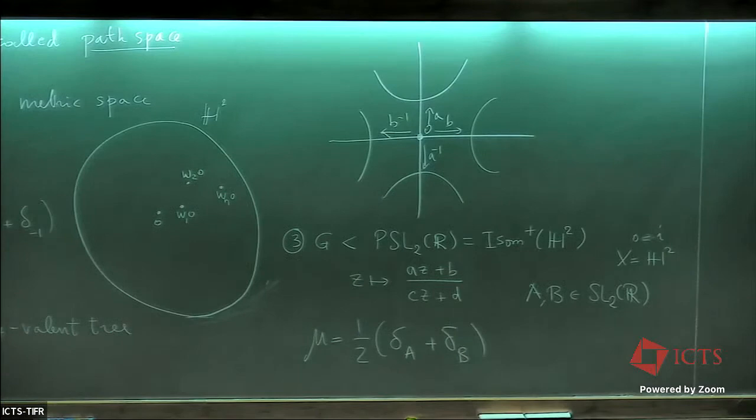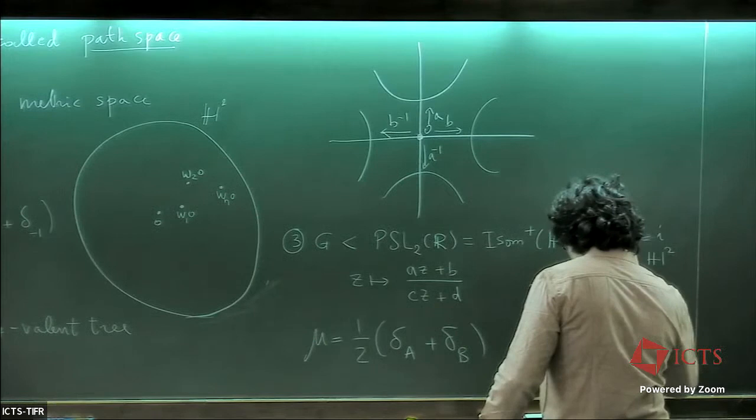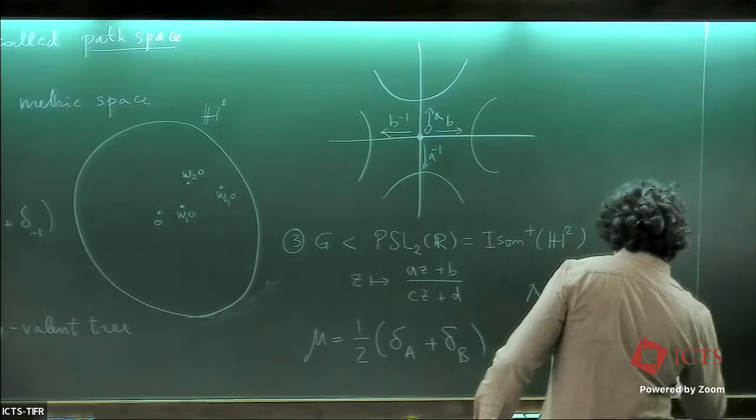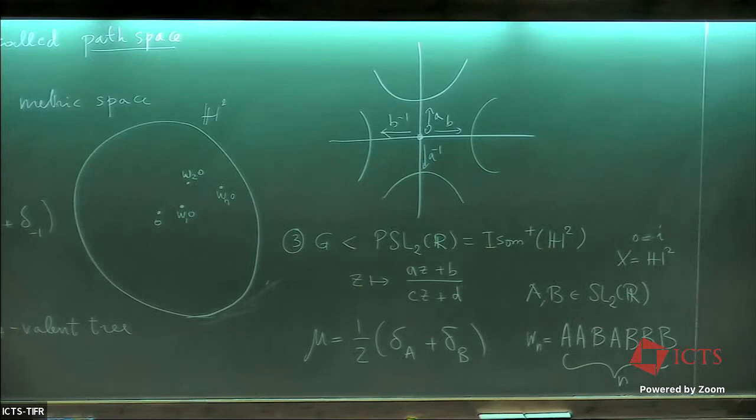And in that case, what is Wn? Well, Wn is just a product. You do A a bunch of times and B a bunch of times and so forth, n times. And so we will see later more examples of this.